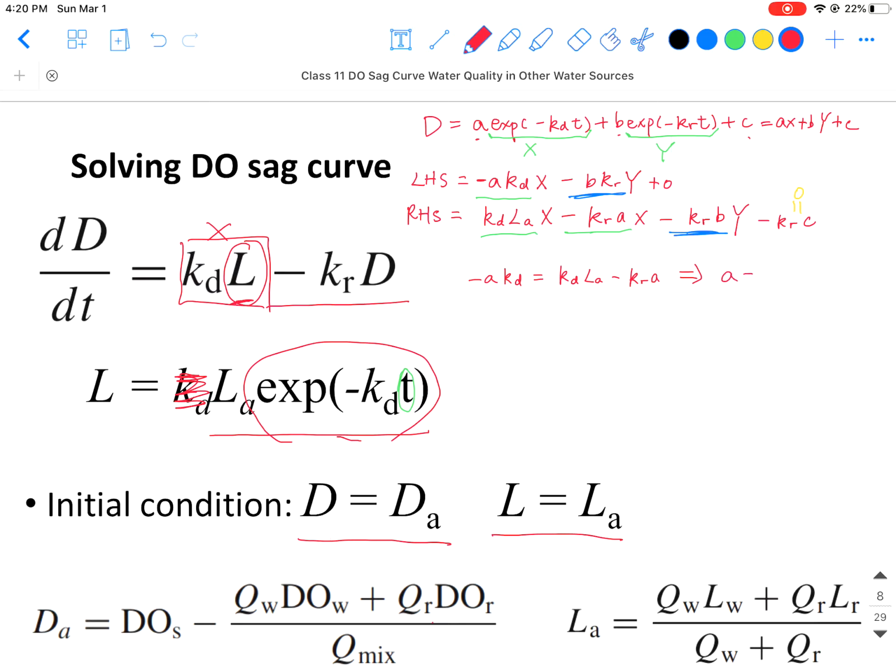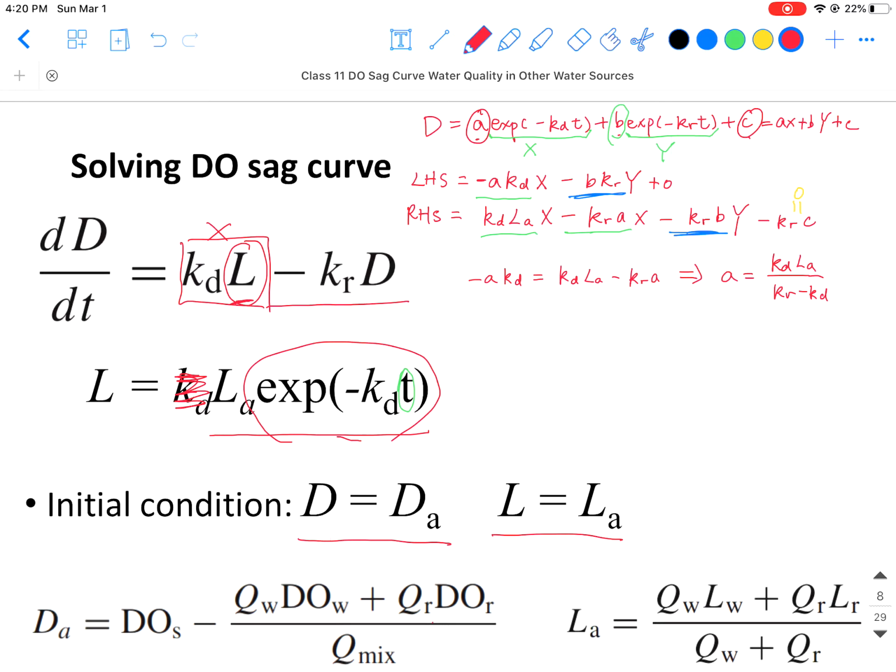And this is giving us a equal to kd LA divided by kr minus kd. Okay, so we got the first coefficient ready, and we got the last one ready. So what about the b here? For the b, what we can do is plug in these three coefficients and then use the boundary condition.